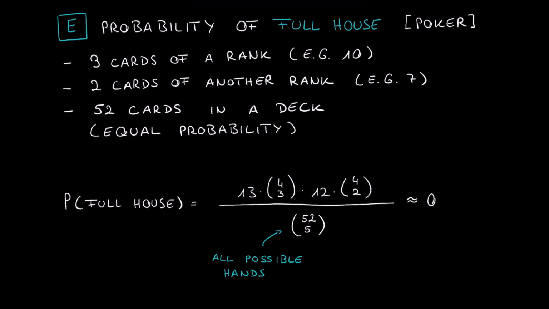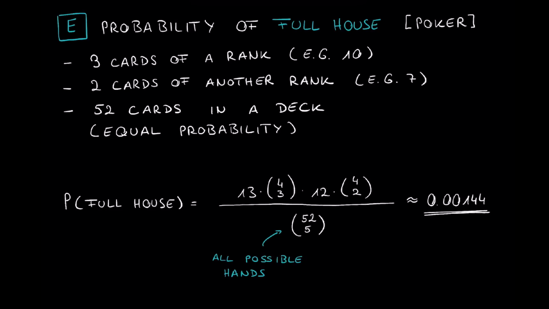In total, this gives us a probability of 0.0014, which is obviously very low. However, this is not even the poker hand with the lowest probability, since there is for example the royal flush, which is 100 times less likely.